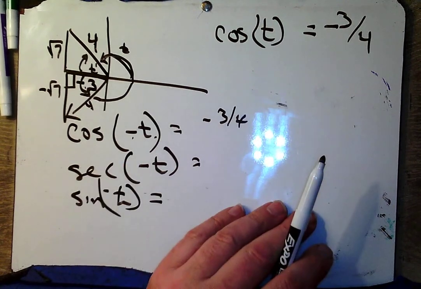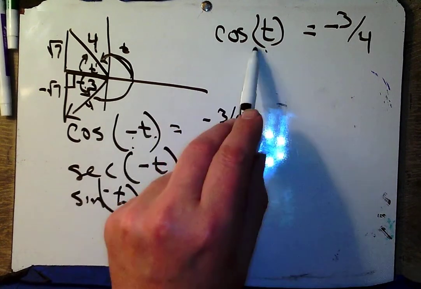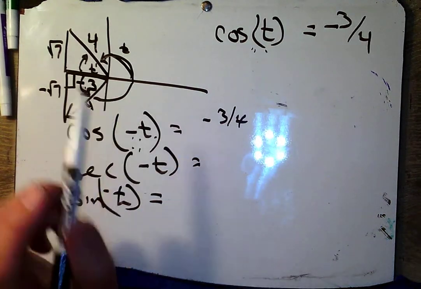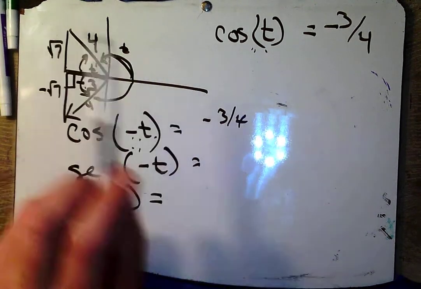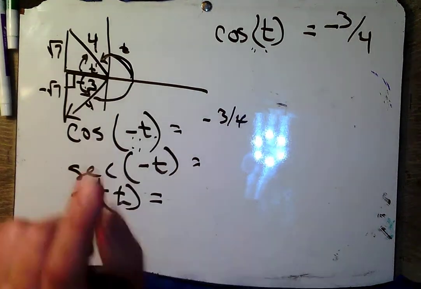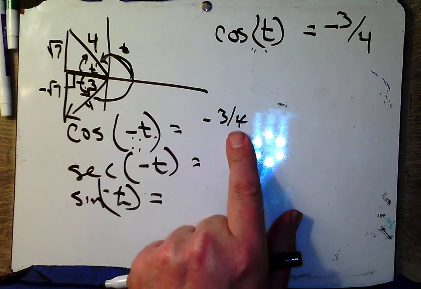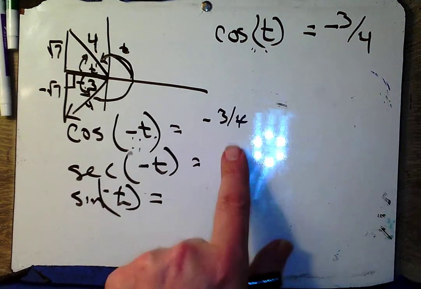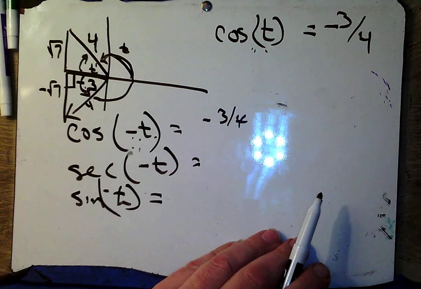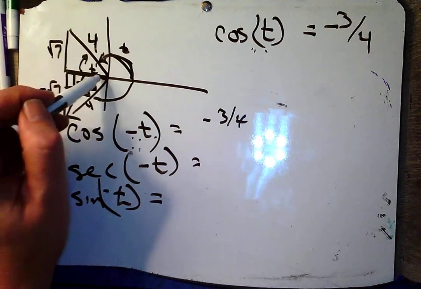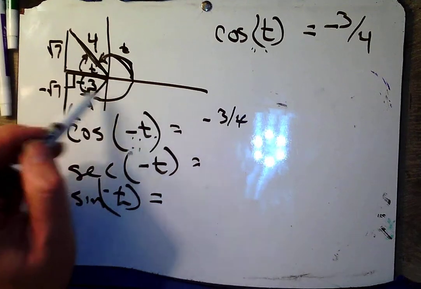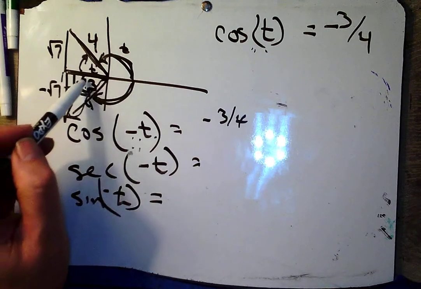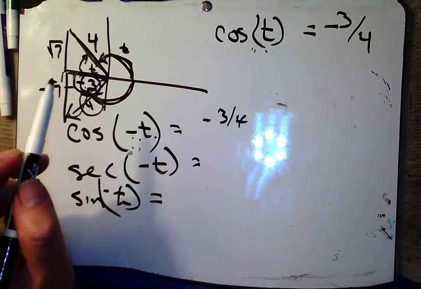Now remember, we could also understand this because cosine is an even function. And even functions reflect across the y-axis. I'm not seeing that here, so don't worry about that until we do the graphing. But because even functions do reflect in that way, whether I put in a t or a negative t, I have the same value for each. So here's positive t, and I see the cosine is negative 3 over 4, and here's negative t coming from the other direction, and in fact, that is also negative 3 over positive 4.